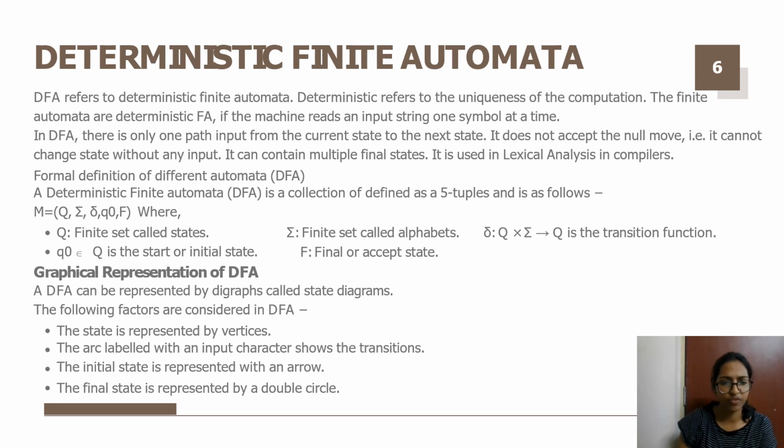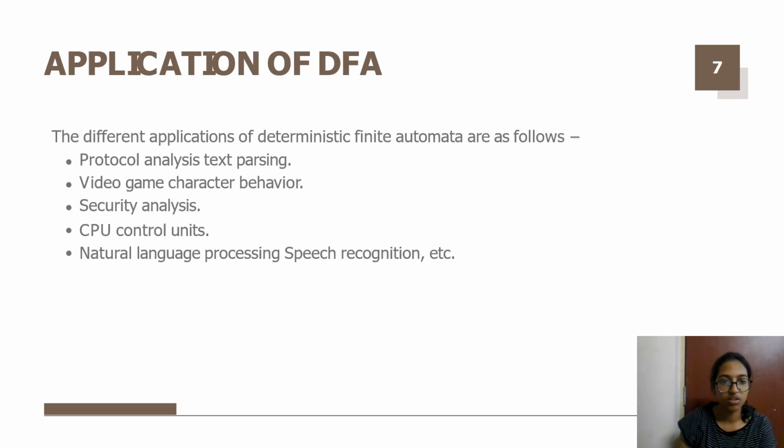Graphical representation of DFA. A DFA can be represented by graphs called state diagrams. The following factors are considered in DFA. The state is represented by vertices. The arc labeled with an input character shows the transitions. The initial state is represented with an arrow. The final state is represented by a double circle.